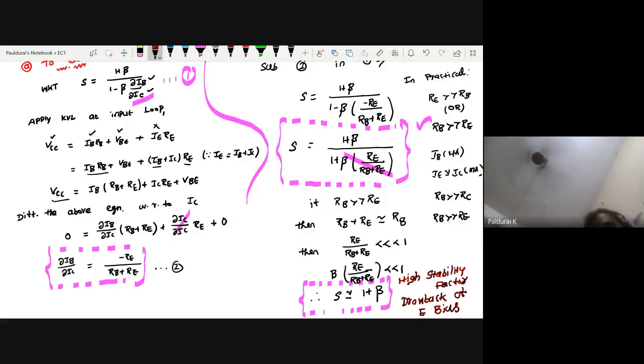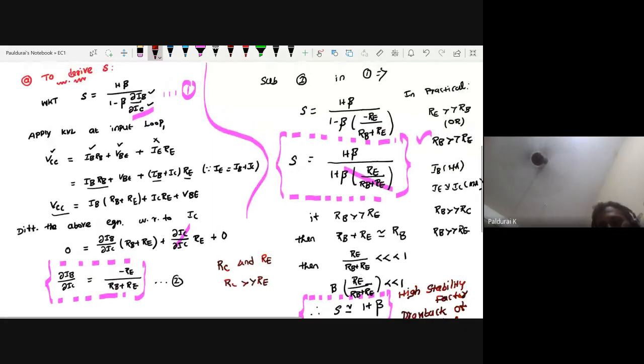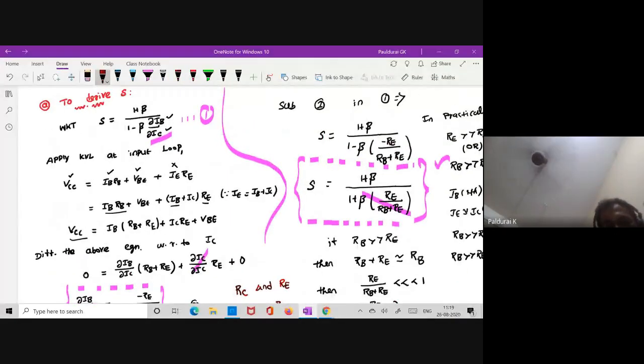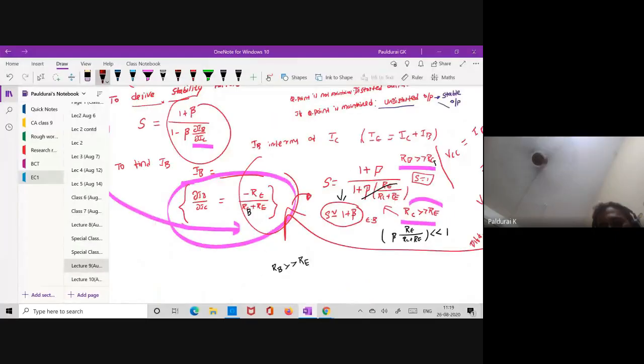Okay. Yesterday I gave one relation. What is the relation between RC and RE? I told you RC is very much greater than RE. Actually, in giving this relation, I simply confused you. Yesterday I gave the change in IB with respect to IC, which is nothing but RE divided by RC plus RE. But how would RC come into the picture? We are applying KVL at the input loop. At the input loop, there is no RC. Actually, it is RB.